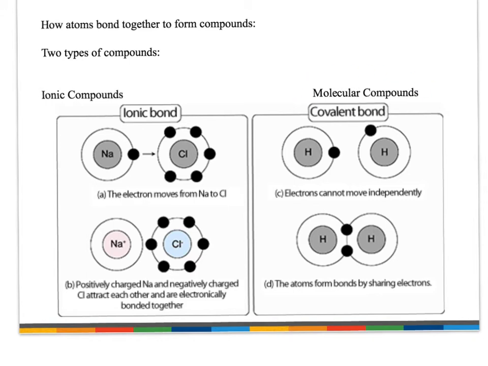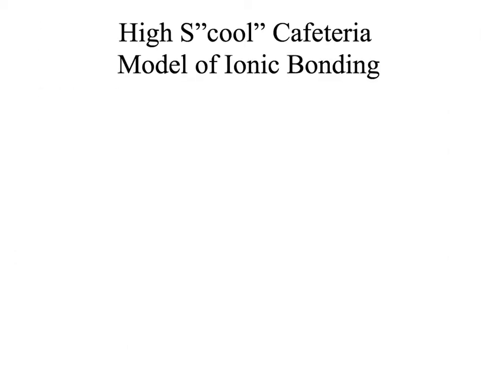In a molecular compound, we are looking at only atoms that are non-metals. And when nonmetals bond together, what happens is that they share the electron. So instead of one atom losing an electron and another atom gaining an electron, we see that atoms will share electrons in molecular compounds. So ionic compounds involve a metal and a nonmetal, and molecular compounds only involve nonmetal atoms. For the rest of this video, we're going to look at ionic compounds more closely, and then in another video we'll look at molecular compounds.